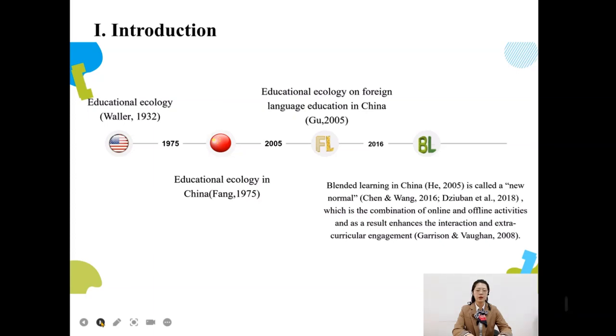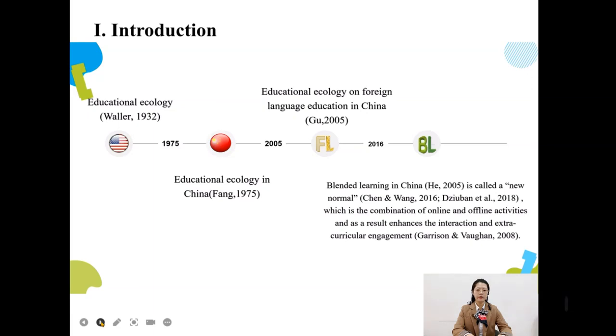students. Artificial intelligence, digital technology, and information technology all shed their light on the traditional foreign language teaching paradigm in China. And now these technologies are leaping from mere assistance to a leading position. Taking use of the technology, blended teaching makes it possible to combine online and offline activities, and as a result enhances the interaction and extracurricular engagement, which is called the new normal in foreign language education in China.